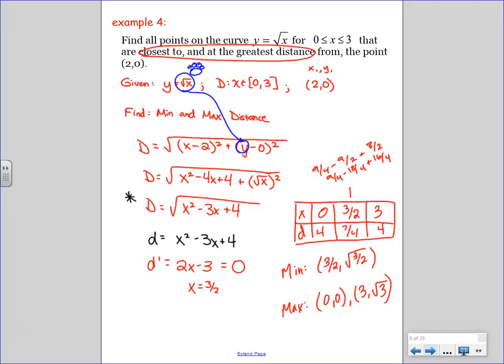Optimization. All it means is you gotta take a problem, figure out the math, and then use derivatives or table tests, well, derivatives and table tests if there are endpoints, to find the highest and the lowest.